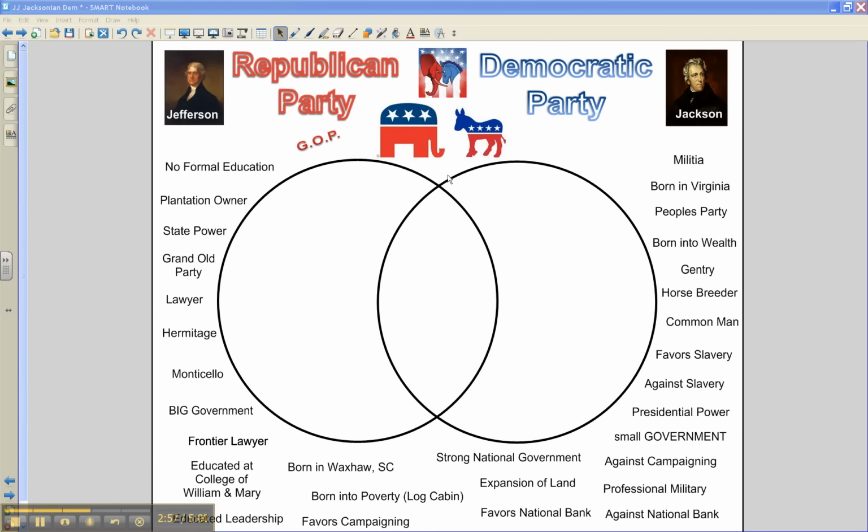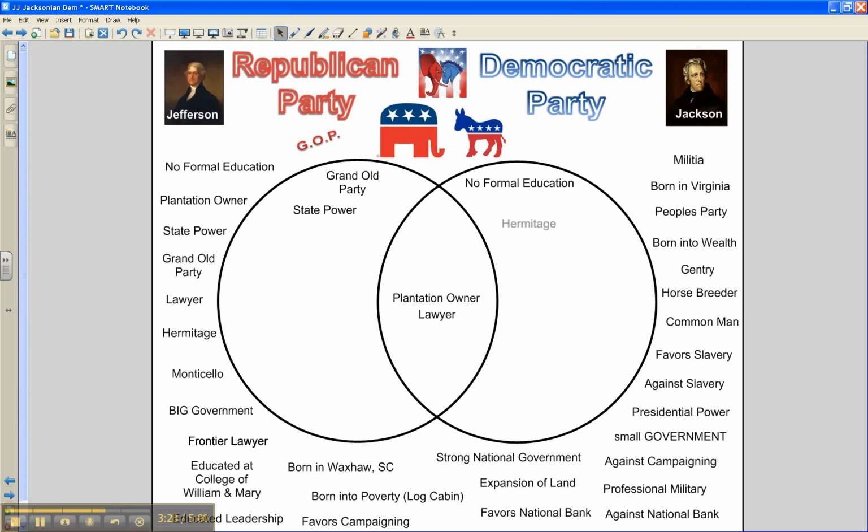Now, this is a Venn diagram of the Republican Party and the Democratic Party, and it's sort of a way for us to get a look at what these two sides stand for. First of all, no formal education. This falls under the Andrew Jackson Democratic Party belief. Plantation owner, they were both plantation owners. State power, that goes under one of the main ideas of the GOP, and of course, GOP stands for Grand Old Party. Both men were lawyers.